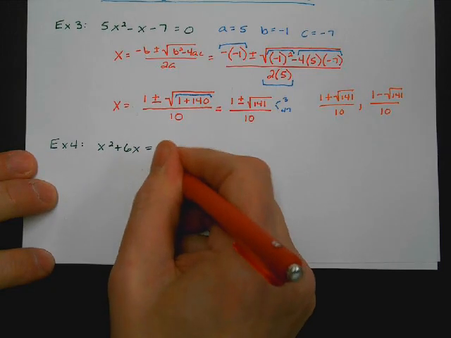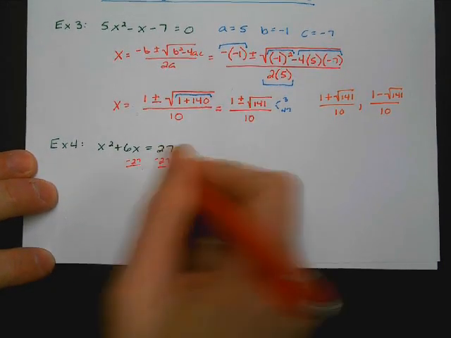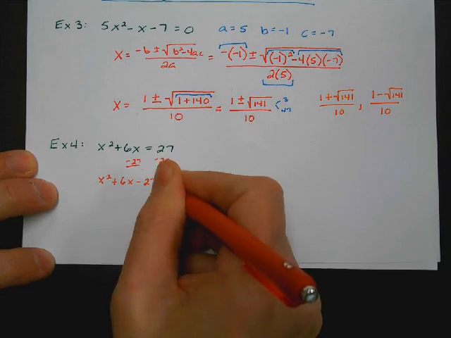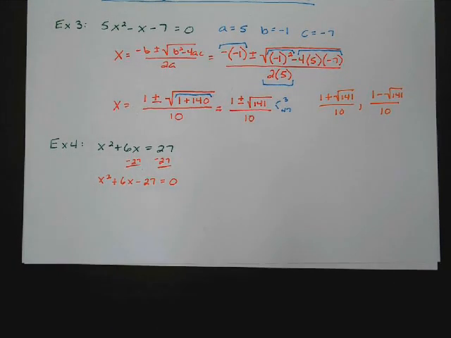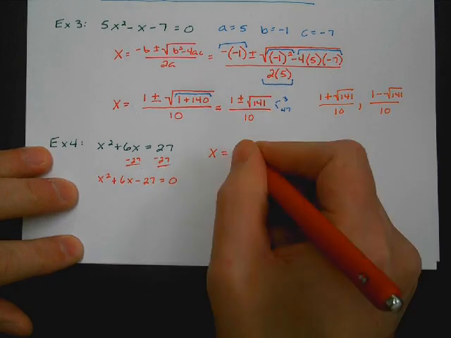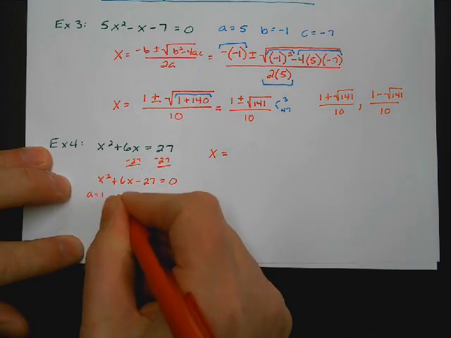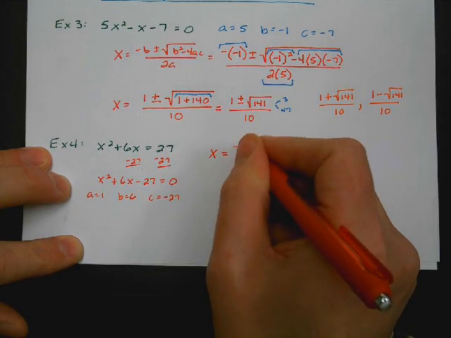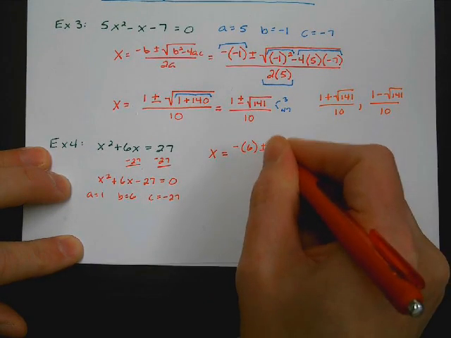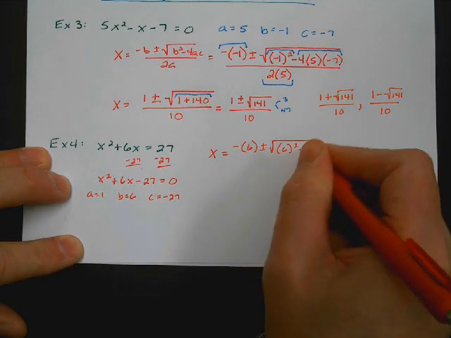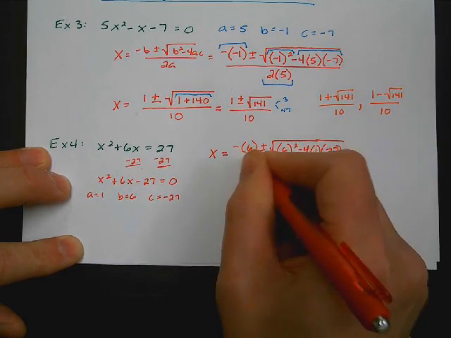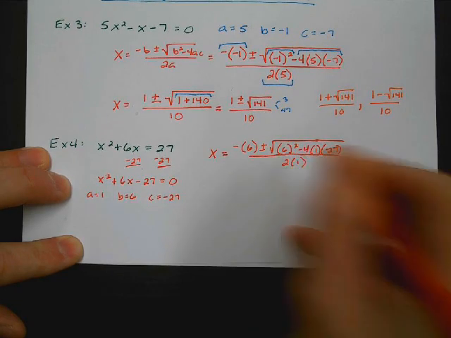So we're going to subtract 27 from both sides. We get x squared plus 6x minus 27 equals 0. All right, so we're going to use the quadratic formula for this one. So the quadratic formula is x equals negative b. So on this one, a is 1, b is 6, c is negative 27. So x equals negative 6 plus or minus square root 6 squared minus 4 times 1 times negative 27 all over 2 times 1. All right, so I've plugged in all my numbers.